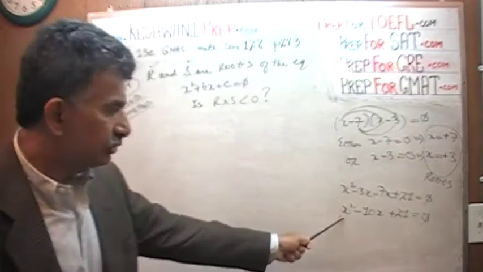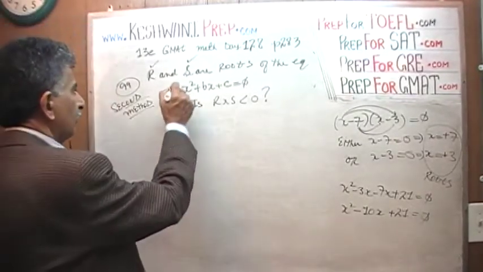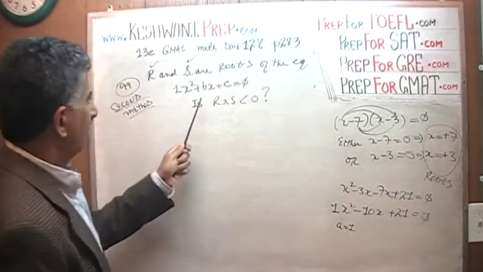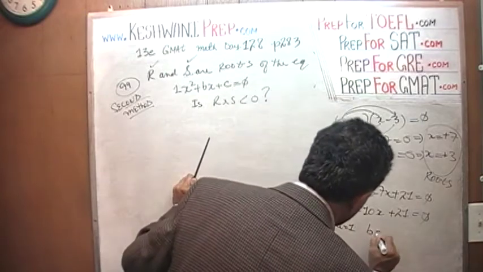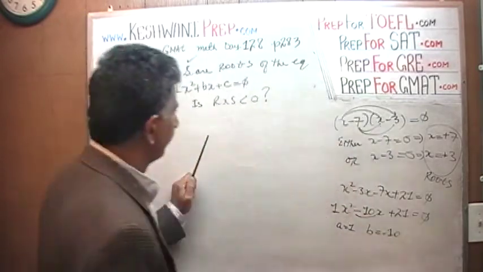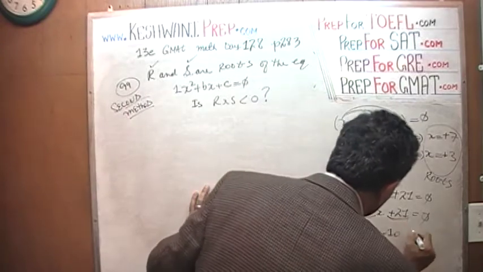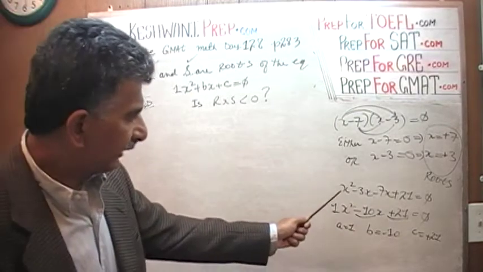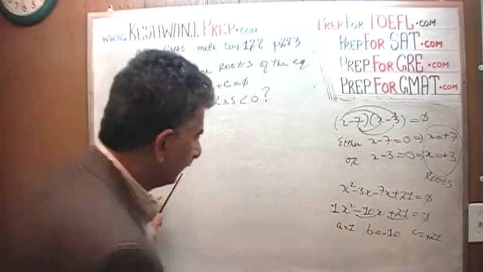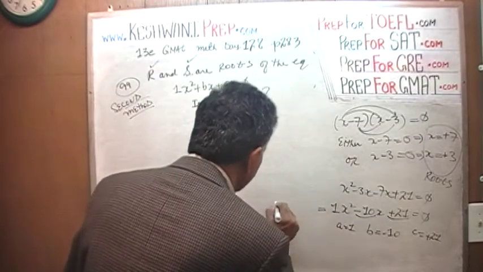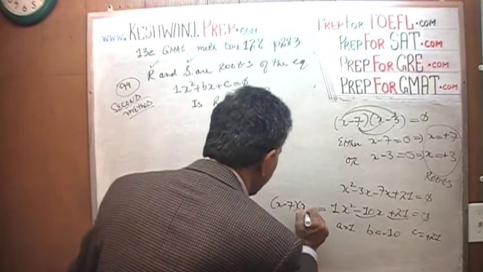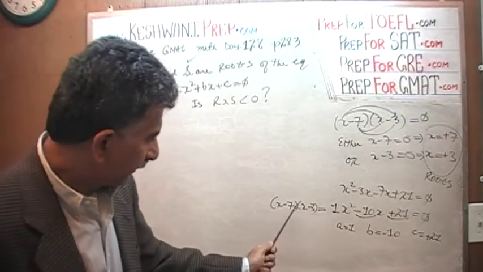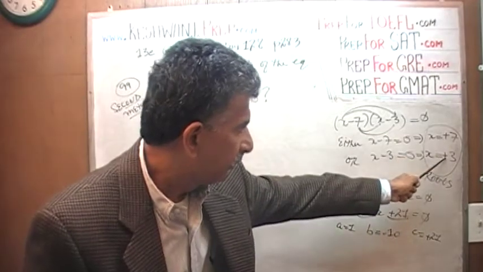Now if you want to compare the two situations here, this x squared has a coefficient of 1, and so does this one. So a equals 1. Our b equals negative 10. This is our b. And our c is positive 21. But as you can see, this equation, x squared minus 10x plus 21, can be written as x minus 7 times x minus 3, because 7 and 3 are the roots. Are you with me? Positive 7 and positive 3 are the roots of this equation.